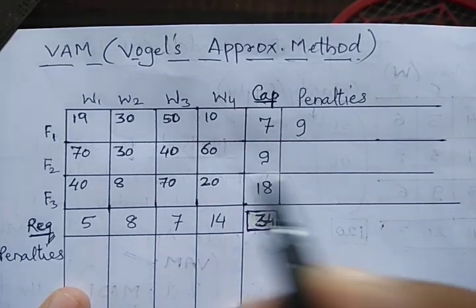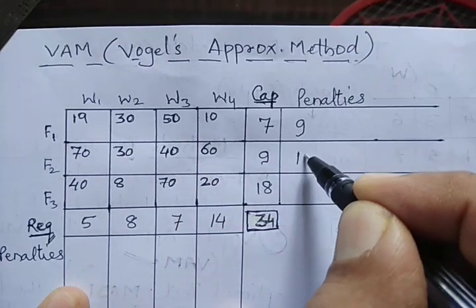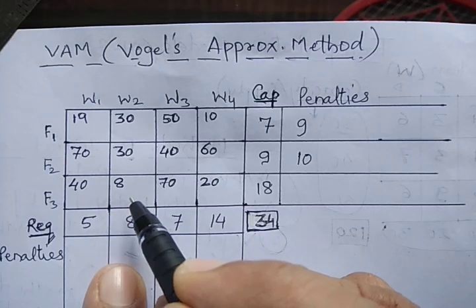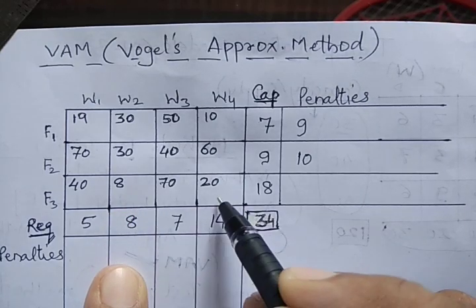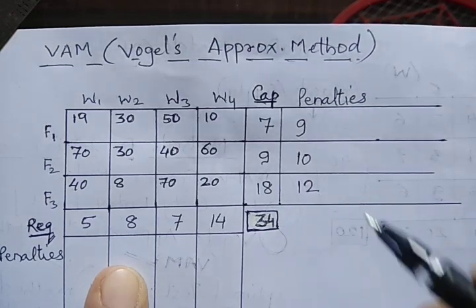Second row, the smallest cost is 30, the second smallest is 40. The penalty is 10. Third row, the smallest cost is 8, the second smallest cost is 20. The 20 minus 8 is 12.